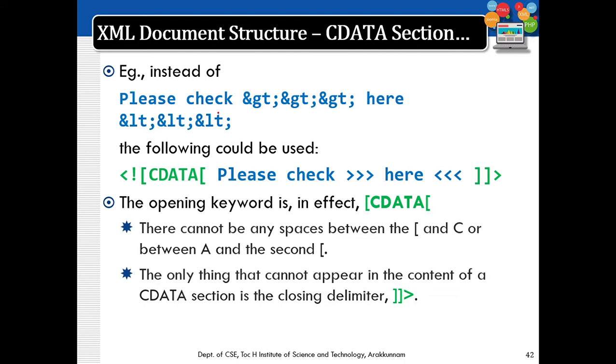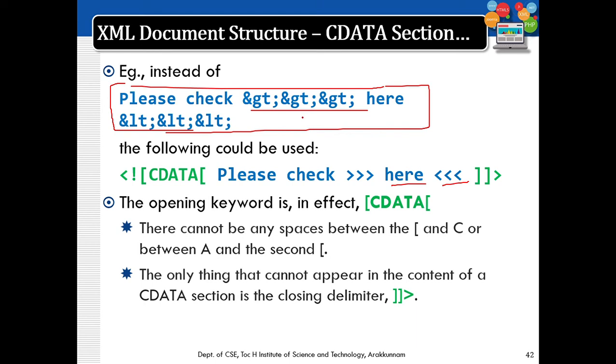So here is an example of why we use the CData section and how it is applied. Suppose I want to write a text like this. Please check. I have to put 3 greater than symbols here and finally 3 less than symbols here. So if you want to write it directly within an XML, we have to write like this. But you can see here it affects the readability of the content very much. So if you have many such entity references, you have to go for the CData section.